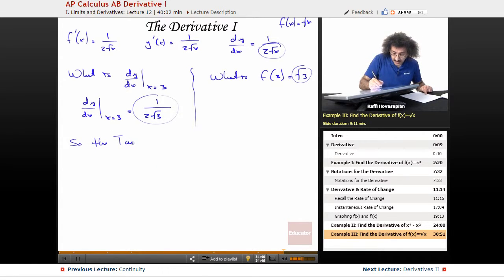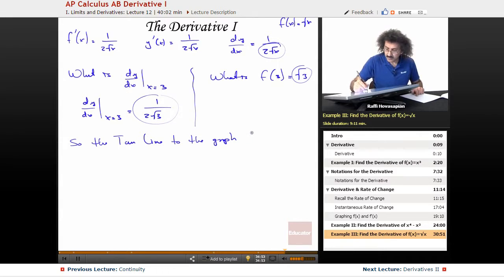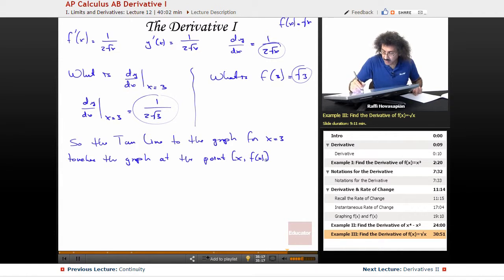So the tangent line to the graph for x equals 3 touches the graph at the point x, f of x, which is equal to 3, that's our x value, f of that, which is radical 3. And has a slope of 1 over 2 rad 3.